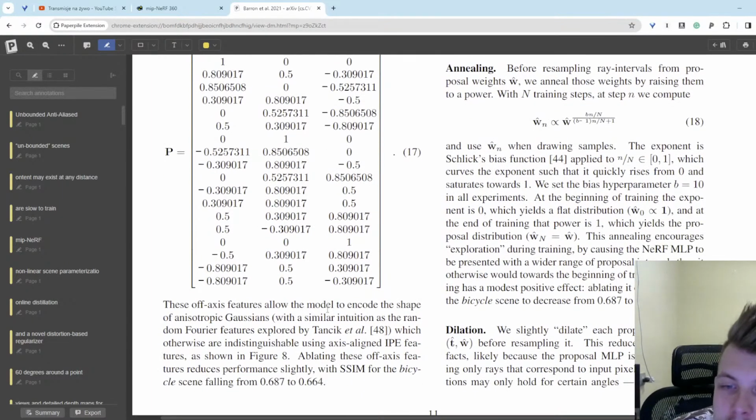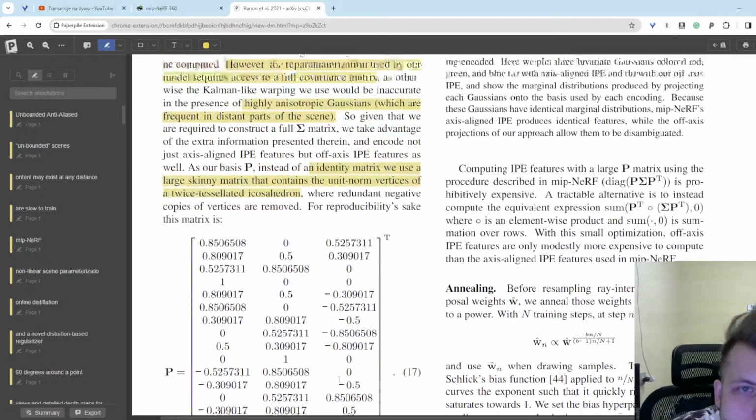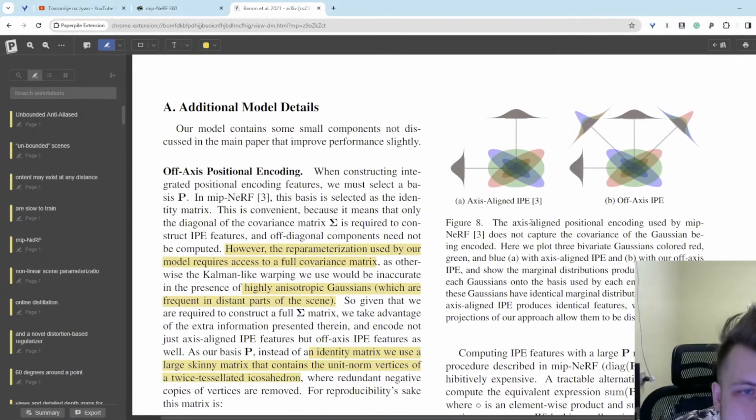These off-axis features allow the model to encode the shape of anisotropic Gaussians, with a similar intuition to the random Fourier features explored by Tancik, which otherwise are indistinguishable using axis-aligned IPE features, as shown in figure 8. Ablating these off-axis features reduces performance slightly, with SSIM for the bicycle scene falling from 0.687 to 0.664. So this is actually useful.